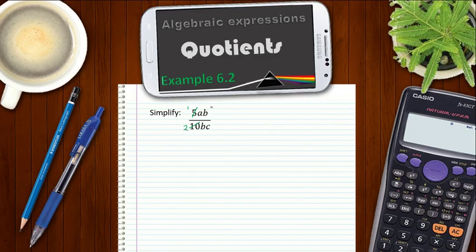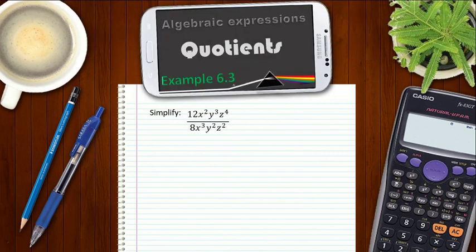Now I can cancel top and bottom with my variables. I can see there's a b in the top and b at the bottom, so I can cancel these two. And then I just write what's left. So at the top we only have an a, and in the denominator we have 2c. Then that's my final answer.